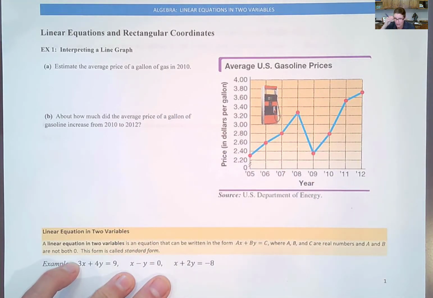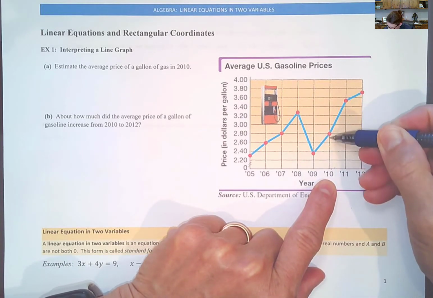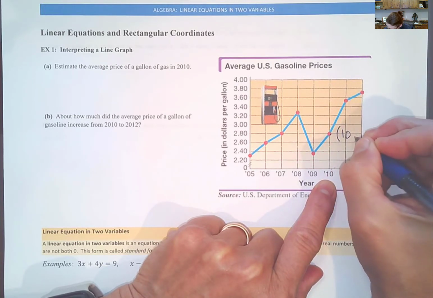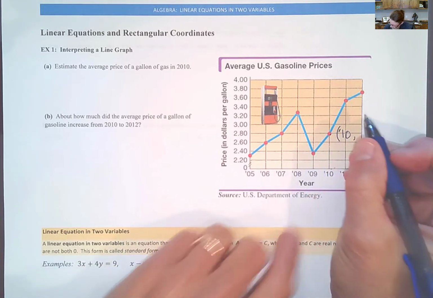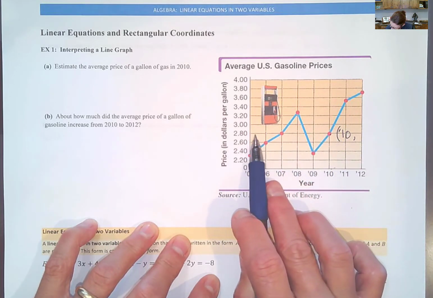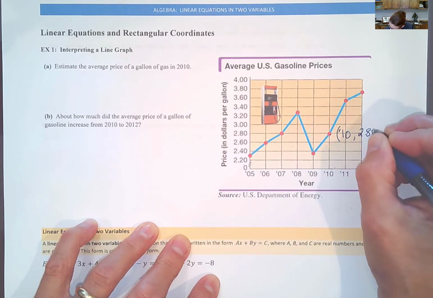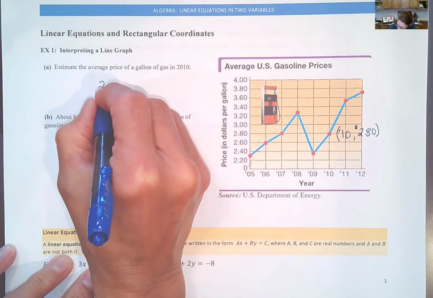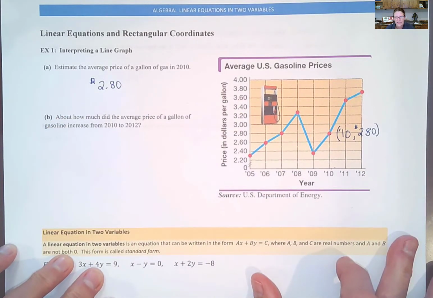Well, let's locate 2010 on our horizontal axis and follow that up to the graph. Here we see a point, with its, you might think of it as its x value, the year 2010. And now let's consider what the corresponding price per gallon of gas would be, and that's $2.80. Again, that's a price in dollars, and that's our estimate of the average price in the year 2010.